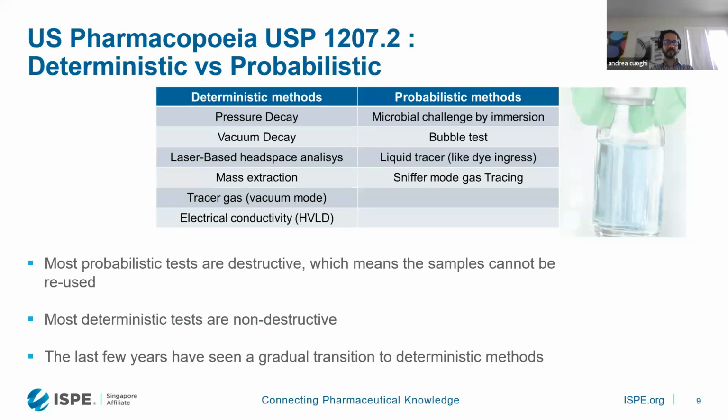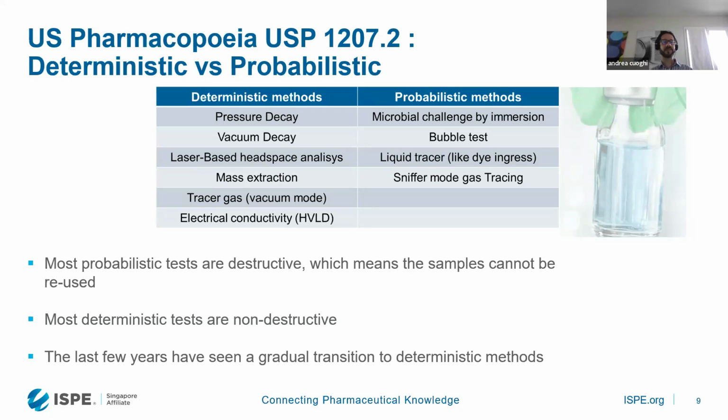Between the deterministic, we have pressure decay and vacuum decay. These are like parallel technology, we can say. Laser-based headspace gas analysis, mass extraction, tracer gas, electrical conductivity. While on the other side of the table, so probabilistic methods, we have microbial challenge by immersion, bubble test, liquid tracer, sniffer mode gas tracing.